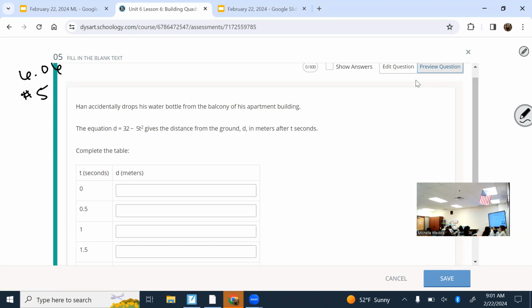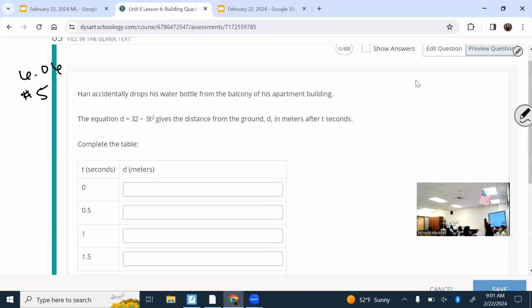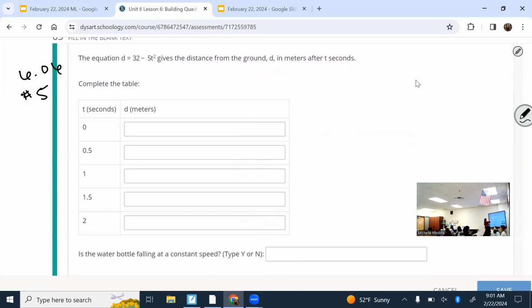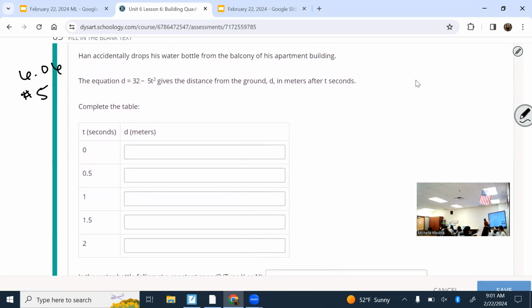But here's today's number 5. Han accidentally drops his water bottle from the balcony of his apartment building. Here's an equation that gives the distance from the ground, D in meters after T seconds. And you're having to complete the table. So I know earlier in the lesson, we really dissected what each part of this means. And some of your test questions do ask you to do that. More often than not, they give you the equation and ask you to do other things with it, like graph it and answer questions. And this one, it wants you to fill out a table of values.